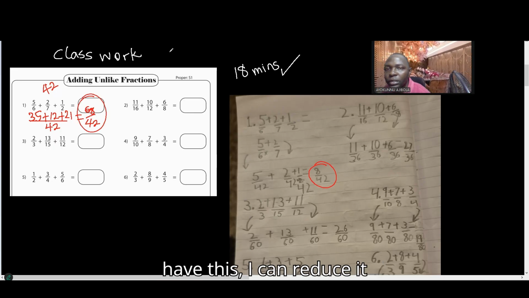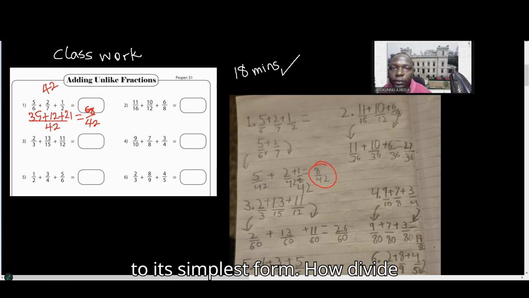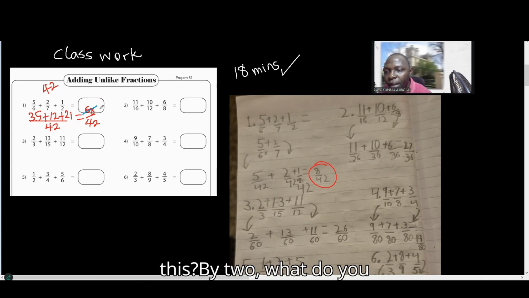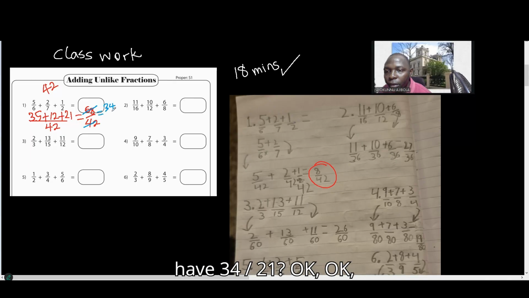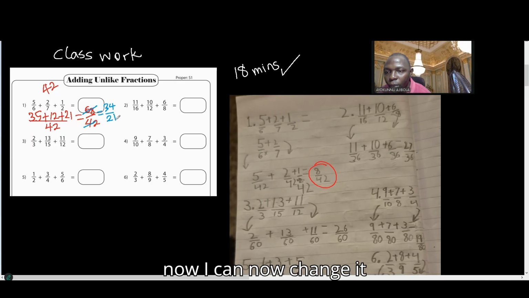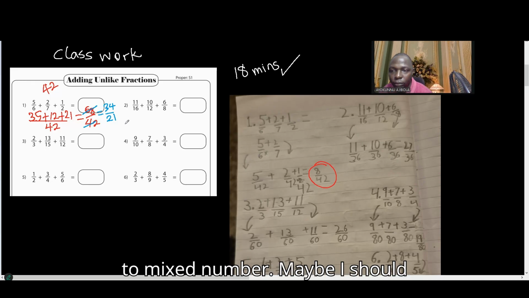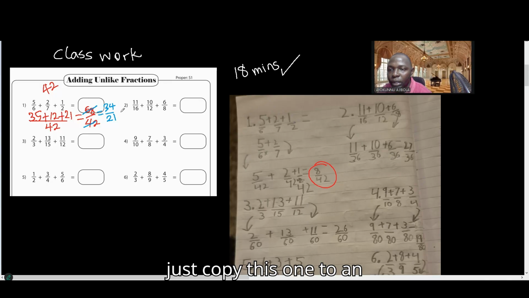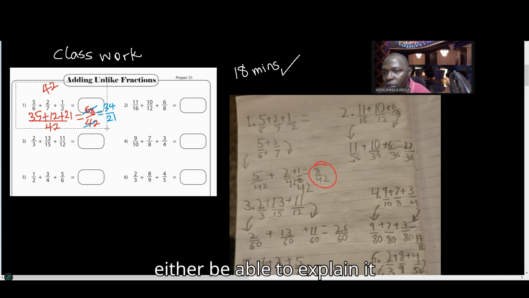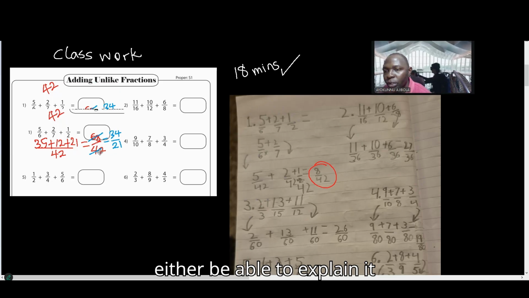Now that I have this, I can reduce it to the simplest form. How? Divide this by 2. What do you have? 34 over 21. Okay? Okay. Now, I can change it to a mixed number. Maybe I should just copy this one to an empty page so that I will be able to explain it better.